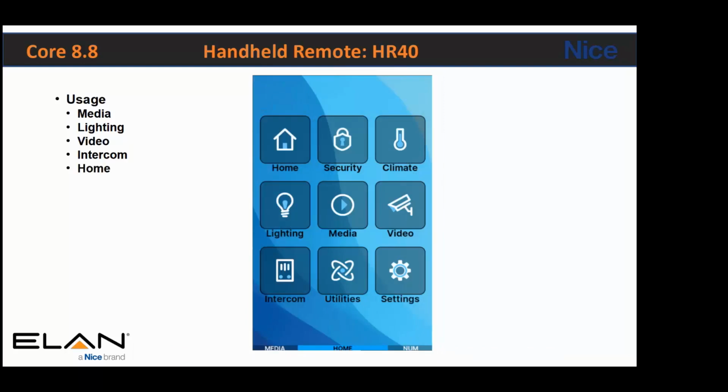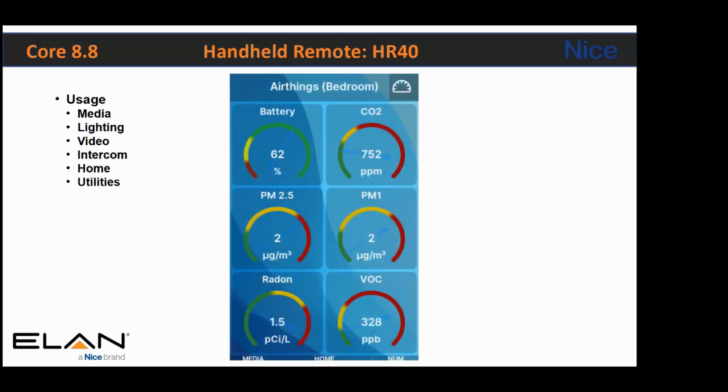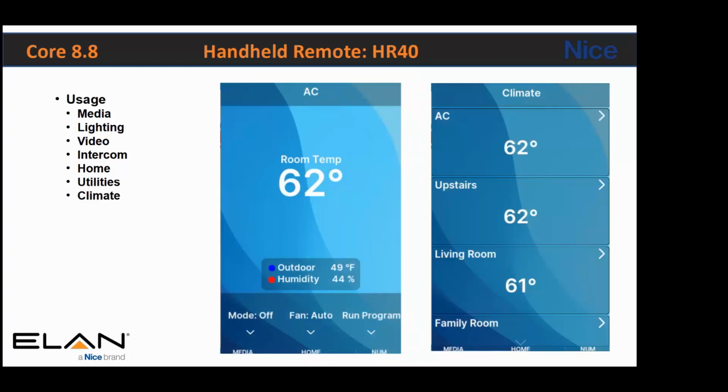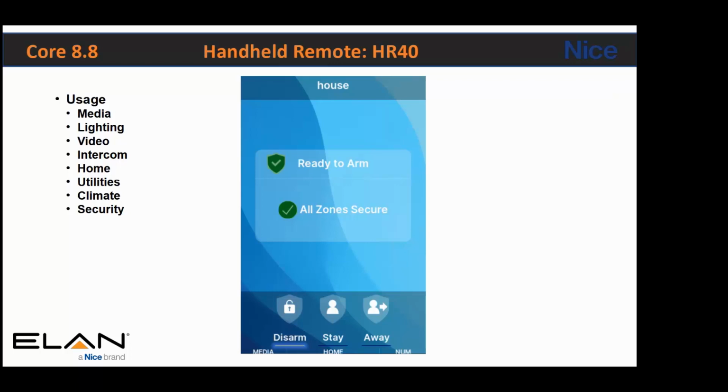That's the homepage, and the reason why I'm showing this is, again, to show that we support more subsystems than the current HR10s and HR30s. Utilities. So that's a new subsystem for us from a couple core modules ago, but we added that here too, and it looks really good. Those gauges look pretty nice. Climate, you can see how that looks there. Security is the same way.